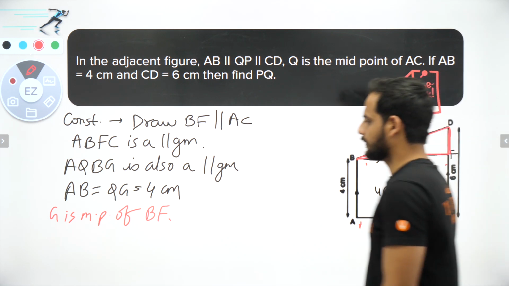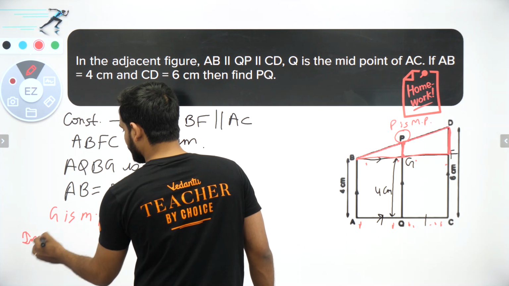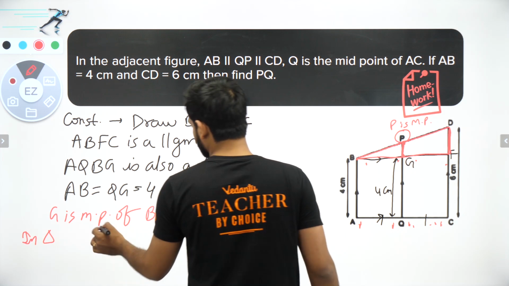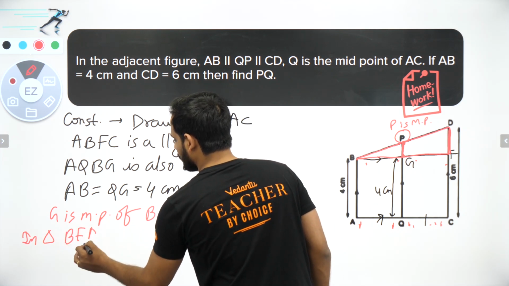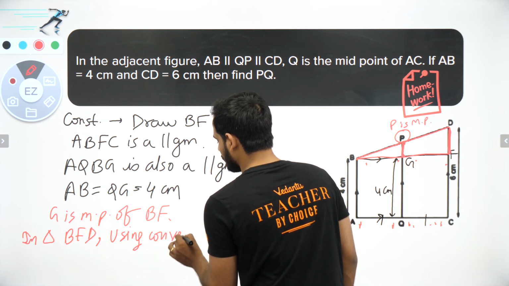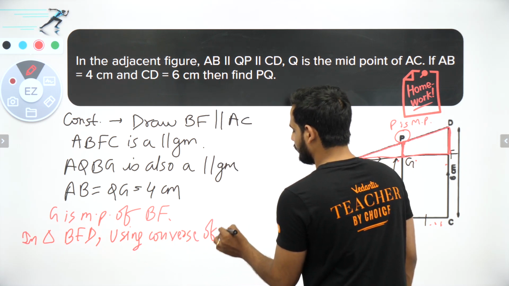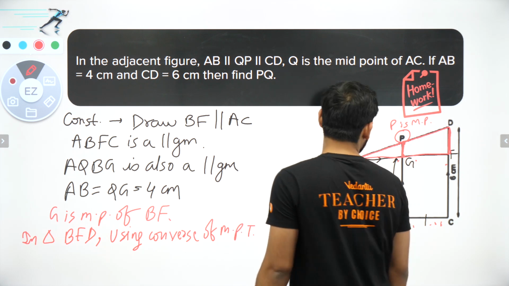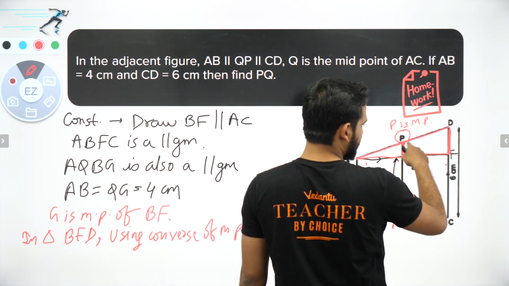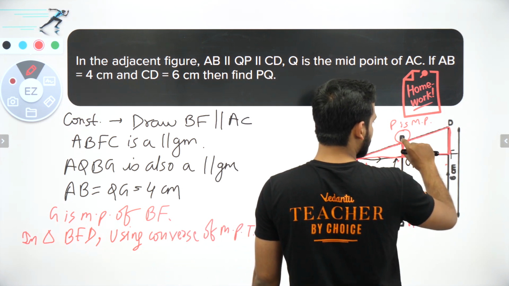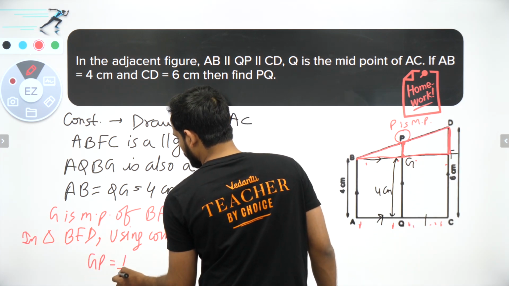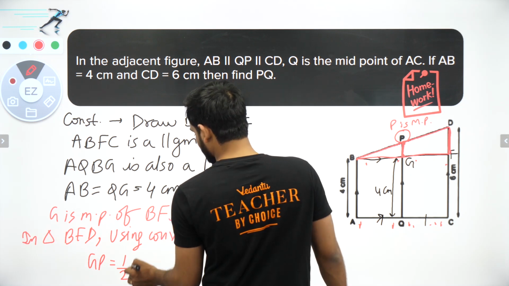Okay, so using converse of MPT in triangle BFD. GP is parallel to DF, this is given, and G is the midpoint. So I can say GP will be equal to half of DF.